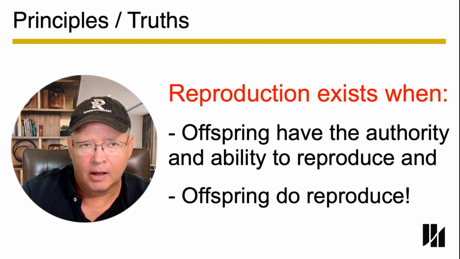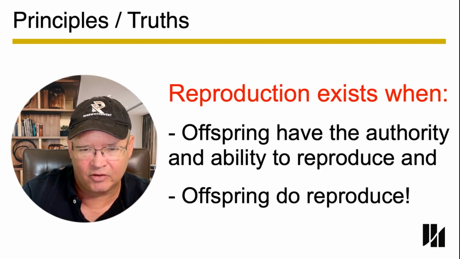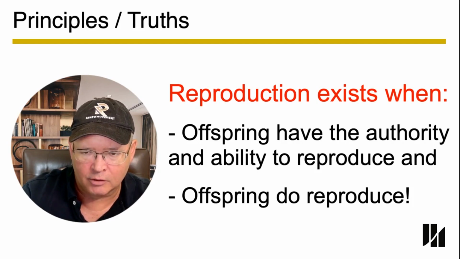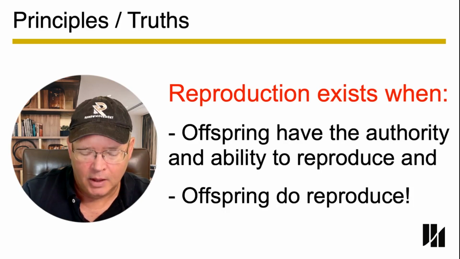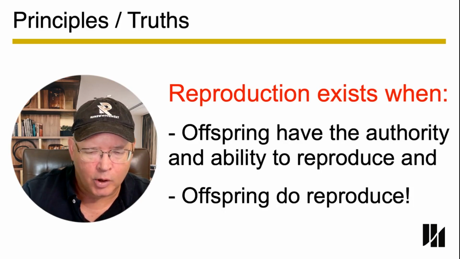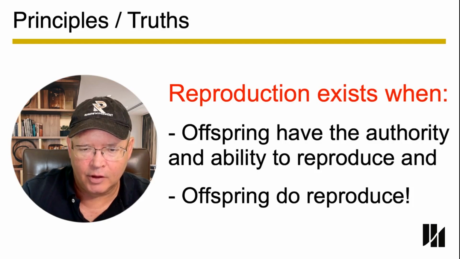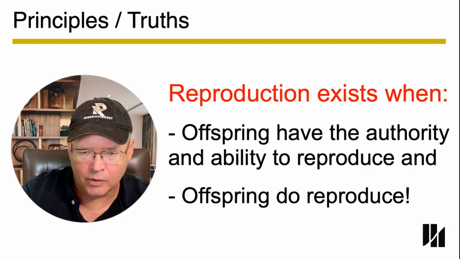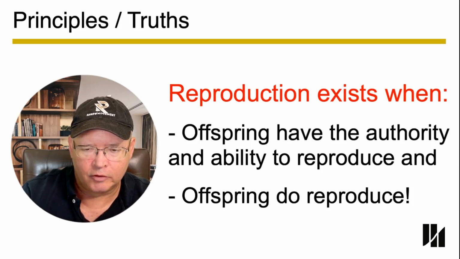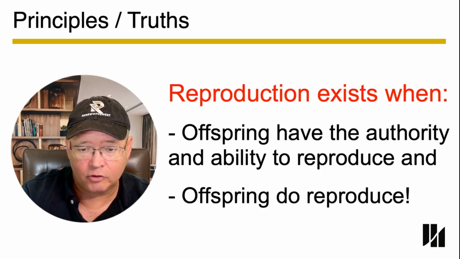I like to say there's 2 ways to test reproduction, like whether you've actually got the reproductive form of addition. The first question that we can ask in reproduction is, do the offspring of whatever the parent is have the authority and the ability to reproduce on their own without the parent's approval? So does the offspring have both the authority and the ability themselves to reproduce without having to get someone else's permission? And second is, do they actually do it?